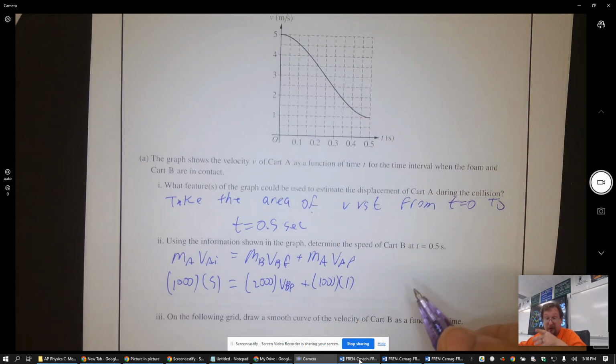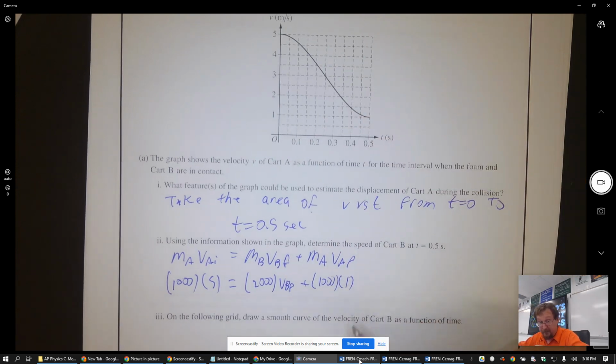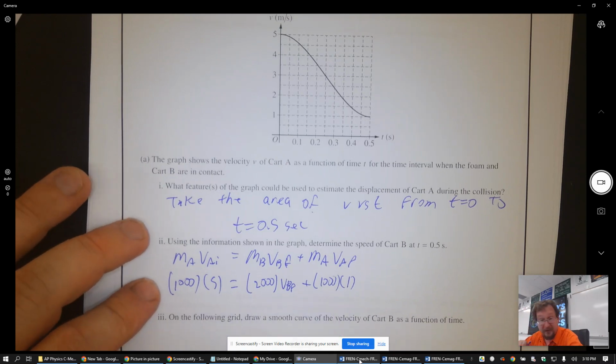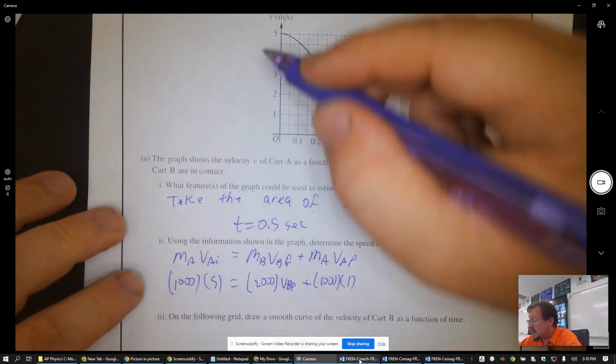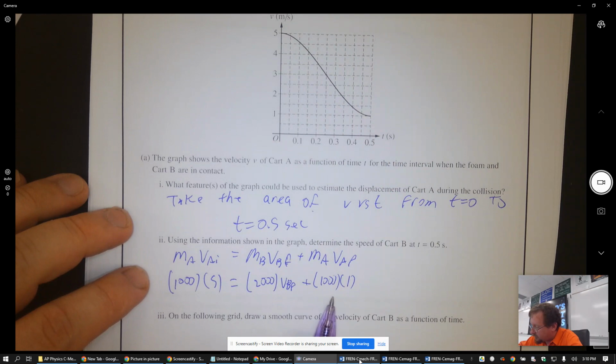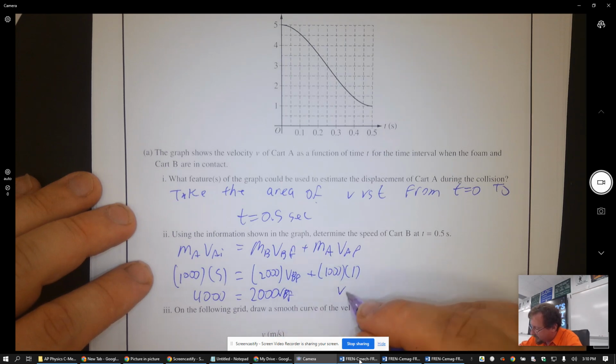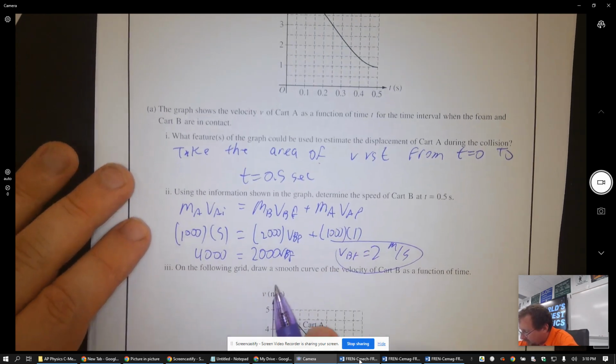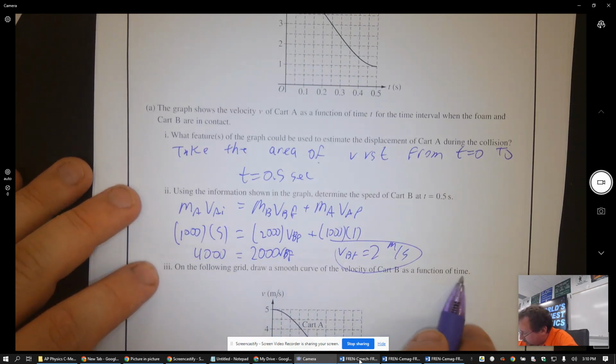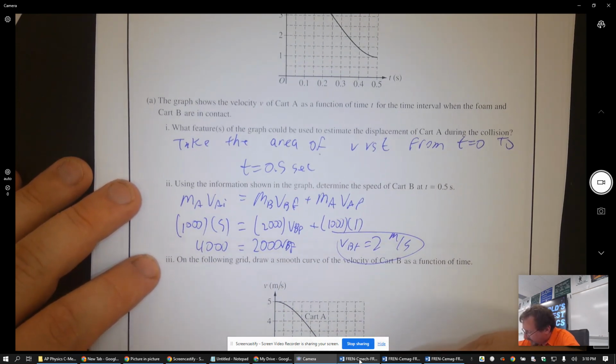This is awfully clever. I did not write this part. This is a really clever way of asking about conservation of momentum, something really at the regular physics level. They have to read off the graph. So kudos to whoever made this up, and for making it pretty numbers also. That warms Mr. Friendly's heart. So 2 meters per second, yay. On the following grid, draw a smooth curve of the velocity of cart B as a function of time. It's going to go from 0, and it's going to end at 2.